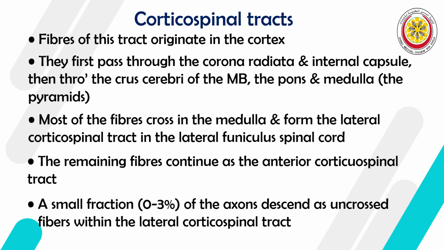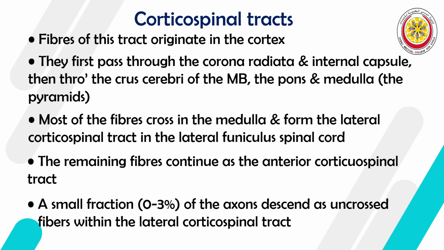So we have lateral, large, and anterior, small. Lateral, crossed fibers; anterior, not crossed fibers. Now, this is the right side. Some of the descending fibers of the right side also continue with the lateral corticospinal tract. So each corticospinal tract has 3 contributions.